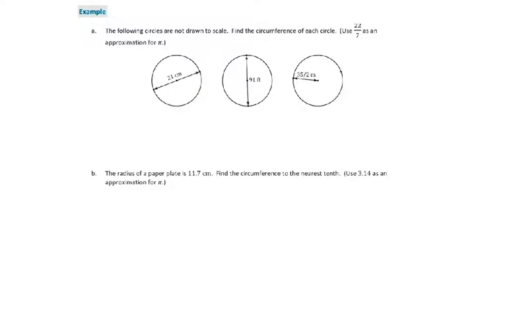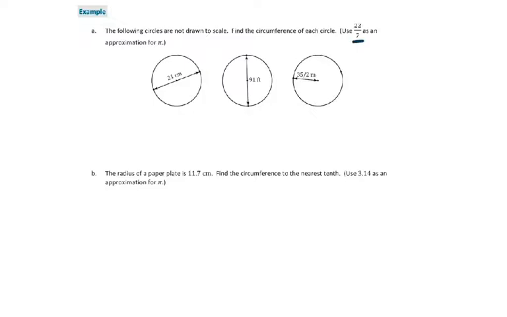And for part A, it says the following circles are not drawn to scale, meaning that is obviously not 91 feet. Find the circumference of each circle. Now they're asking us to use 22/7 as an approximation for pi.